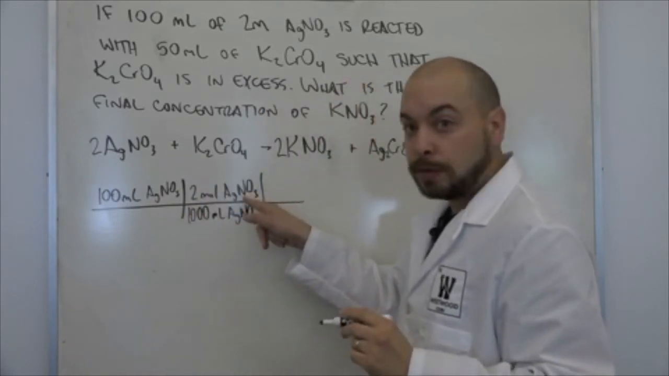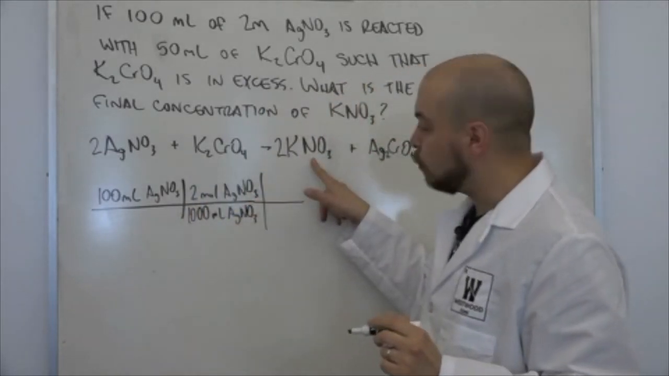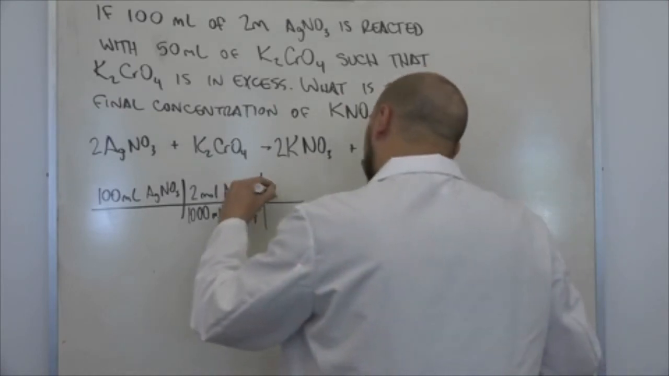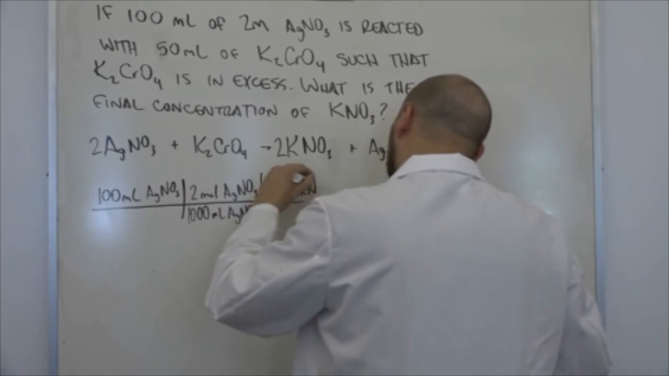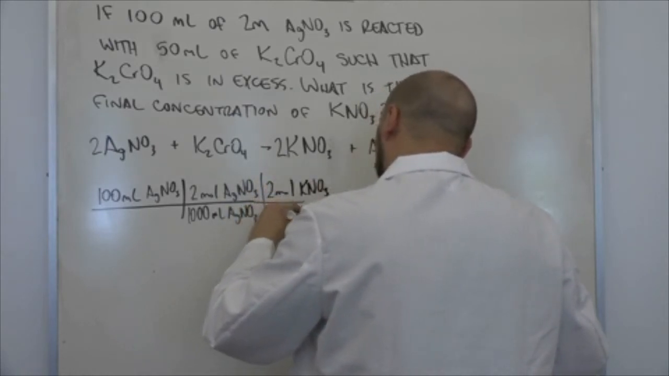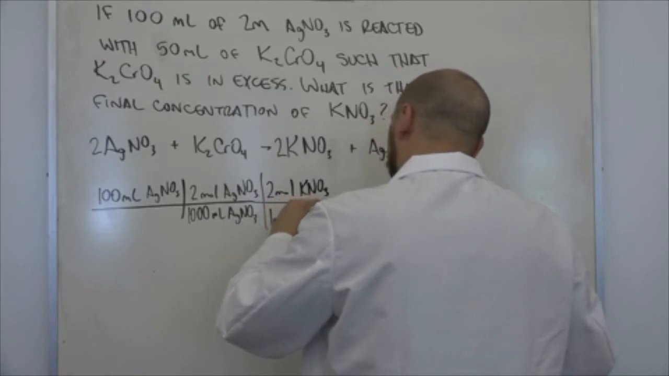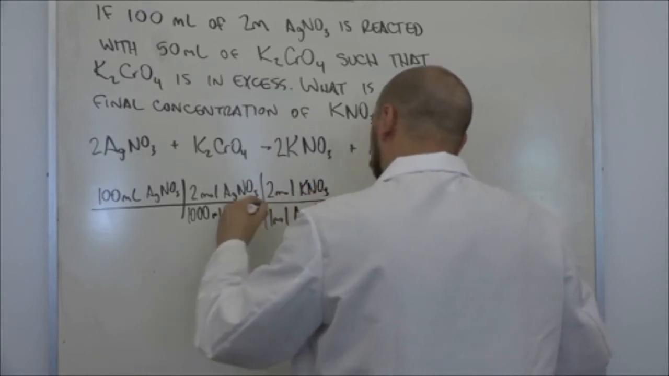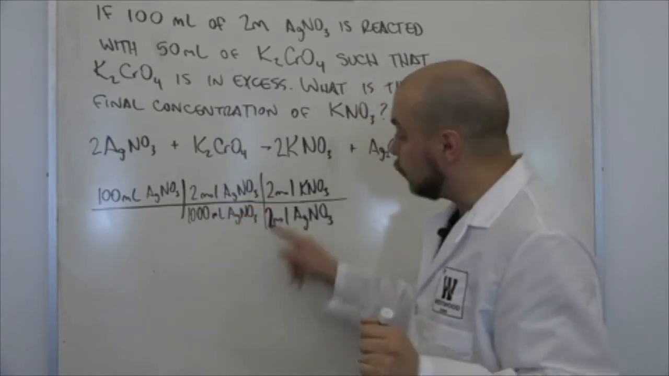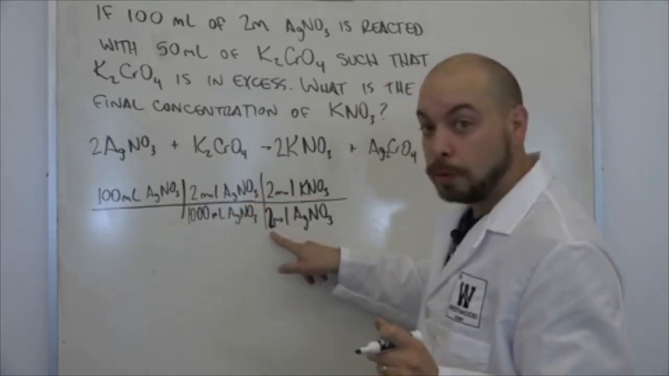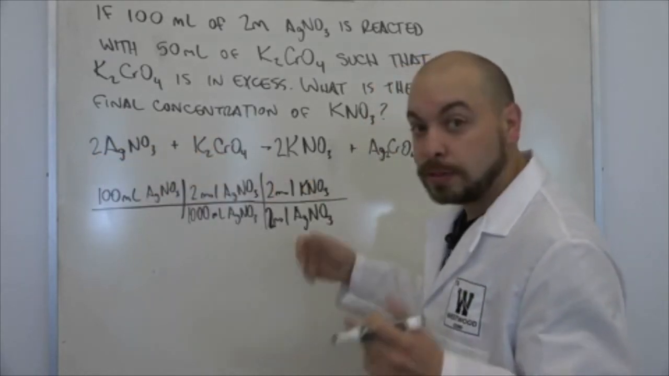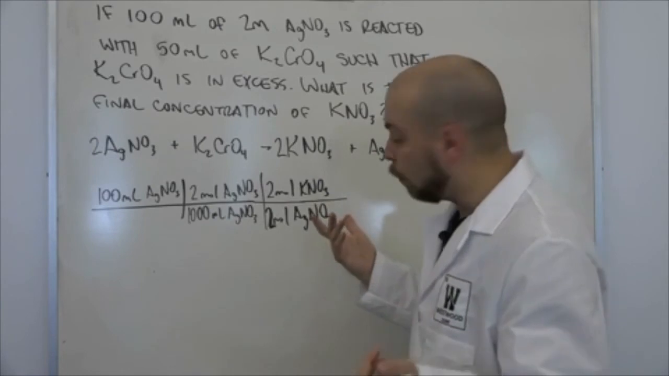Now we're in moles of silver nitrate. We need to get to moles of potassium nitrate. 2 moles of potassium nitrate to every 1 mole of silver nitrate. Sorry, what I meant was 2 moles of potassium nitrate to 2 moles of silver nitrate, because there's our coefficients. All right, same coefficients. So it's effectively a 2-to-2 ratio or a 1-to-1 ratio.